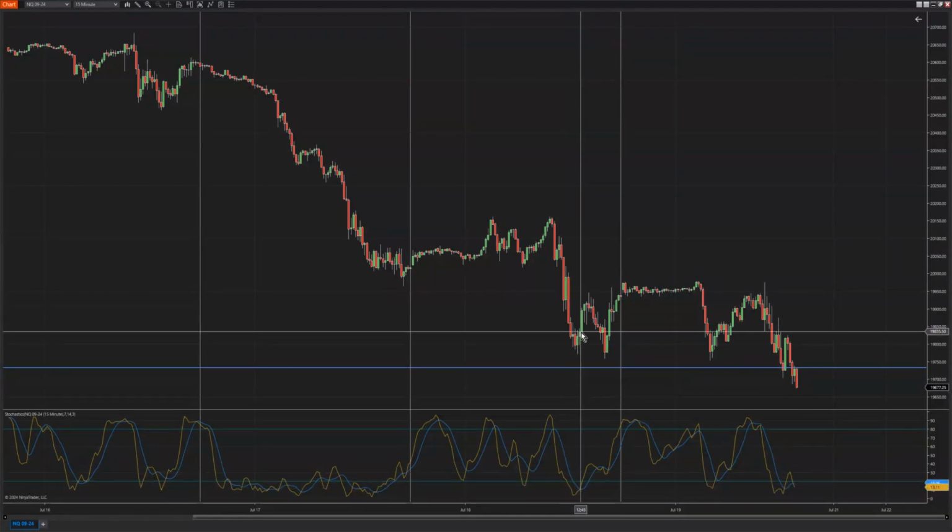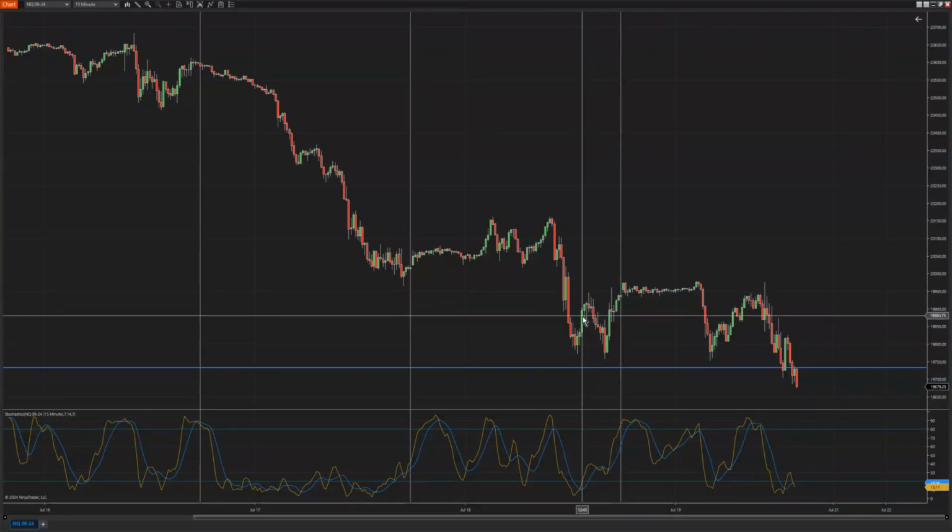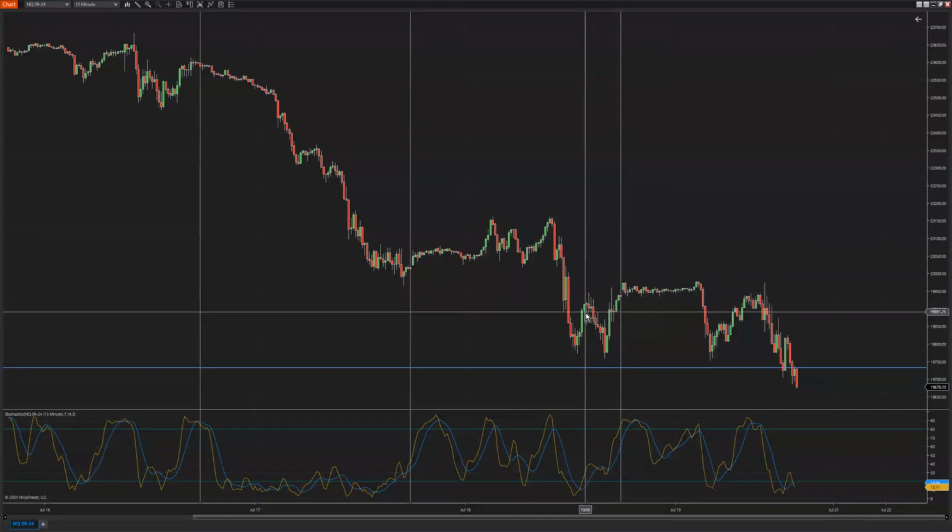So you would have entered on this candle, and it may not have been the best trade. But if you would have held to close, it would have been profitable, but likely you would have had to have a good management system in order to avoid a loss here.